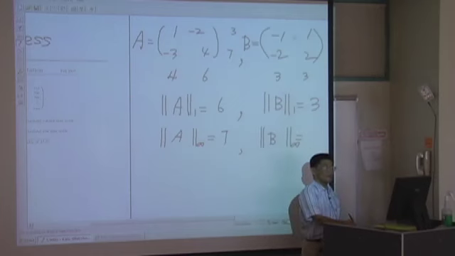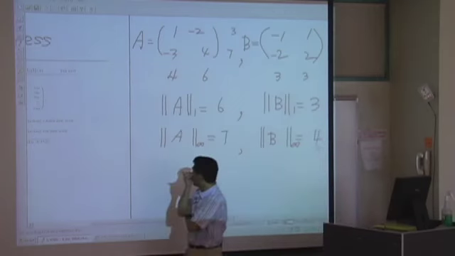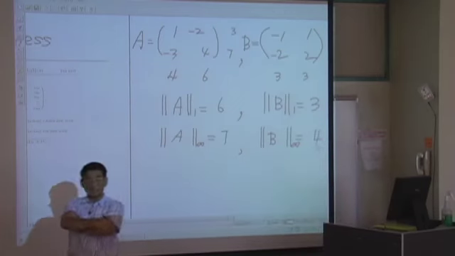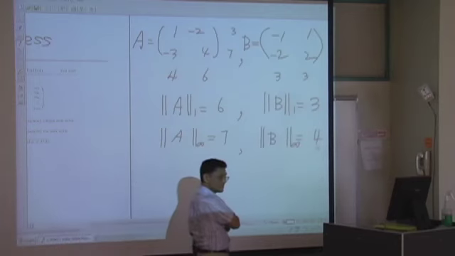Similarly, we have 2 here, we have 4 here, so it is 4. So in this sense, we can clearly calculate the norm of a matrix.